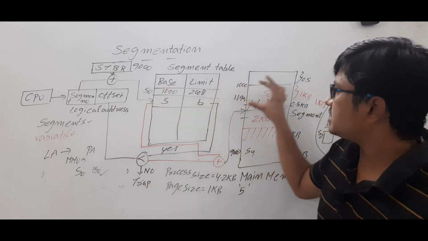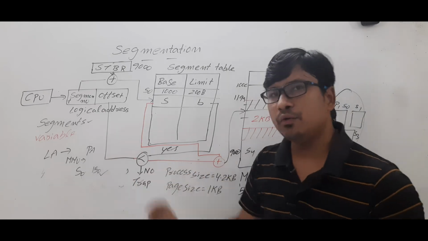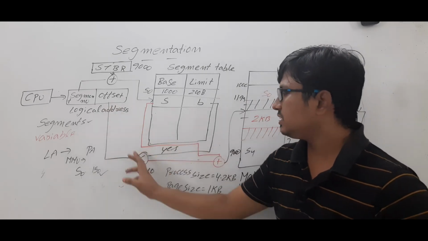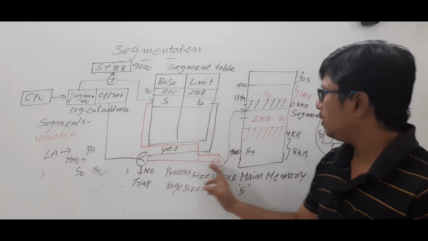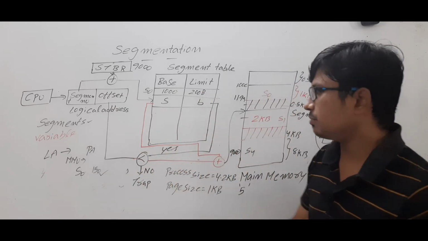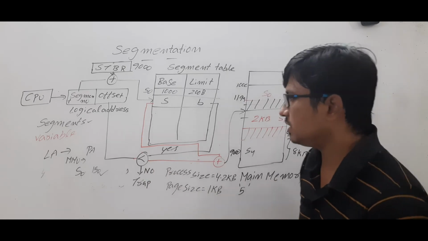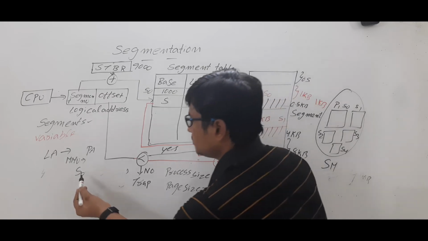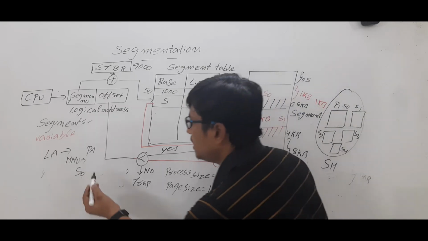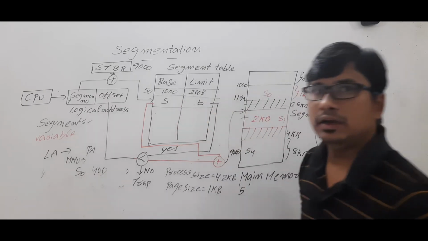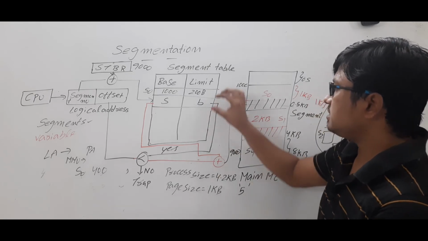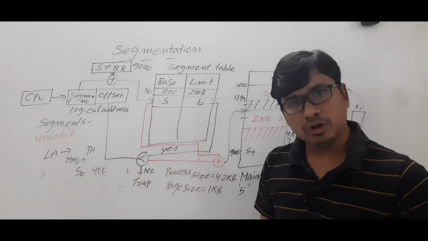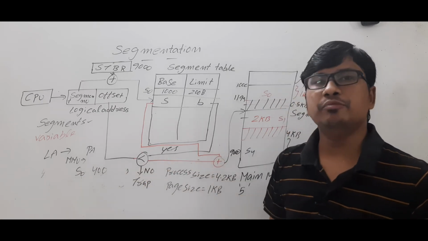So, if you have a segment of 200 bytes, will you have the 150th byte? Yes, it is there. That is what we are checking. If the offset is less than the limit, then we will go to the main memory and access the information. If it is wrong, meaning, let's consider that the CPU has generated a logical address with segment number S0 and offset 400. Now, if your segment size is 200 bytes, how can you give a 400th byte? It is not possible, so a trap will be generated.